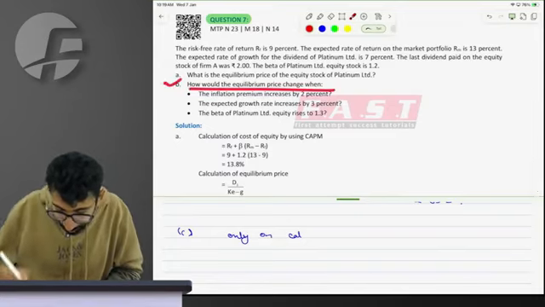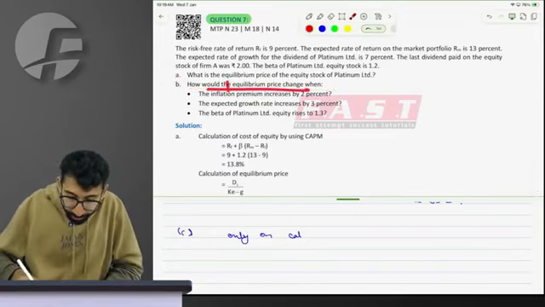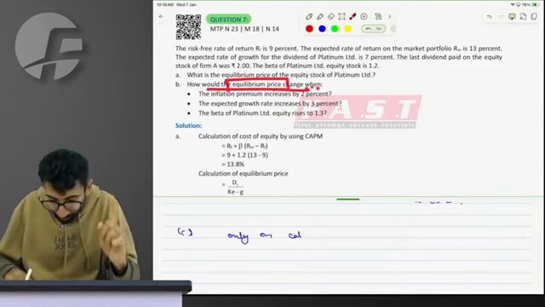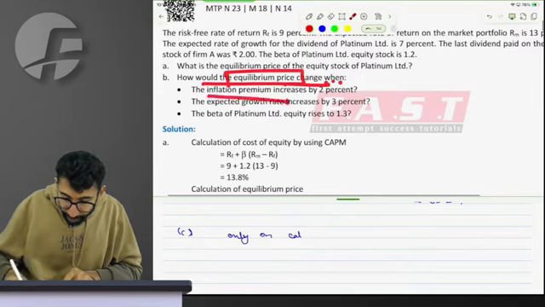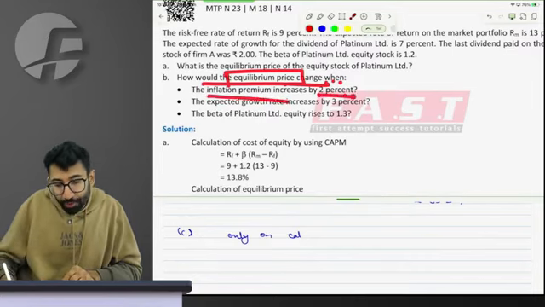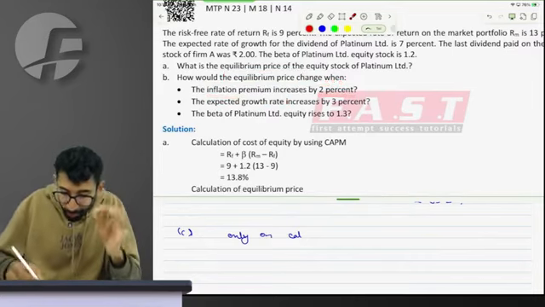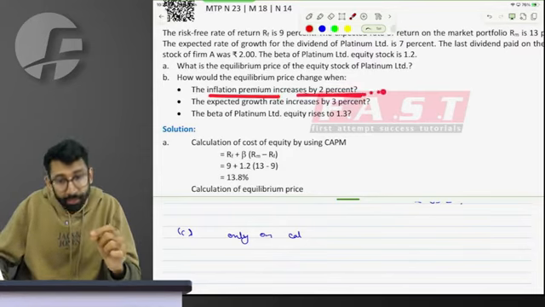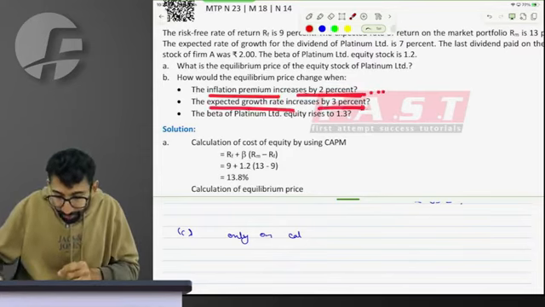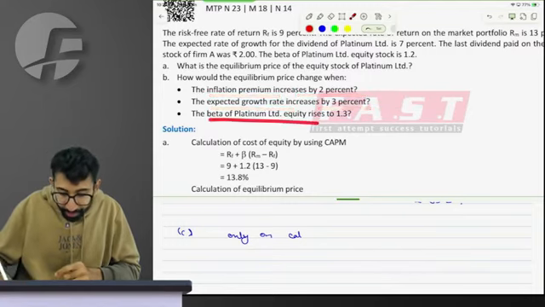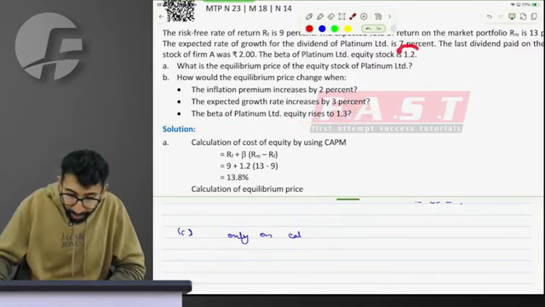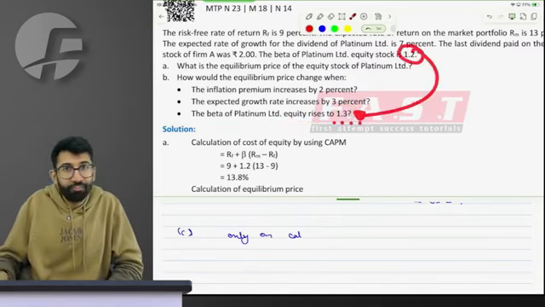The second part of this answer. How would the equilibrium price change? How will this price change when, first, inflation premium rises by 2%. What a beauty. Question says inflation premium rises by 2%. Expected growth rate increases by 3%. And beta rises to 1.3. So right now beta which is 1.2 will become 1.3.